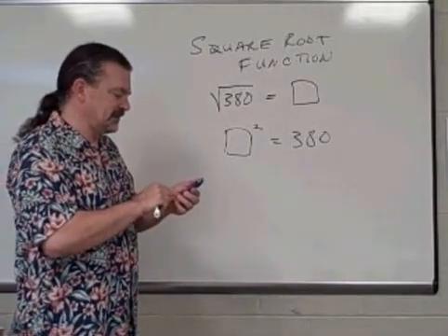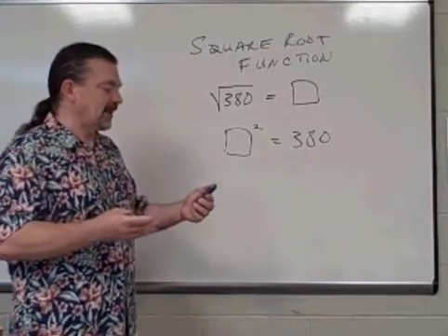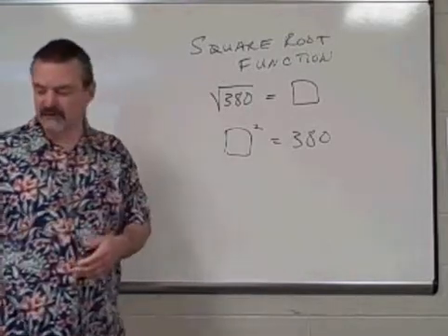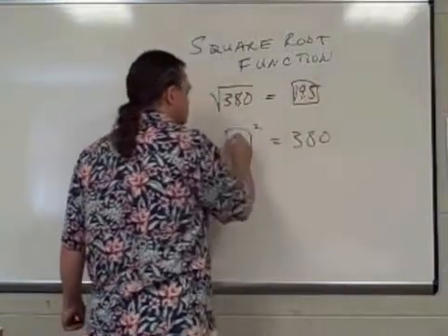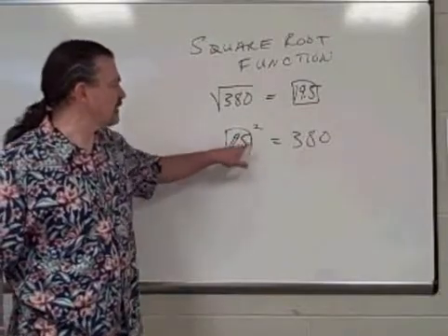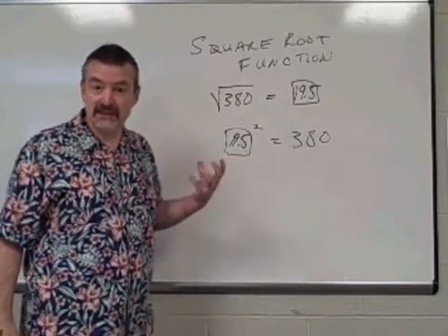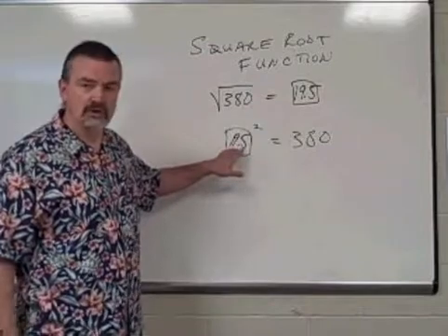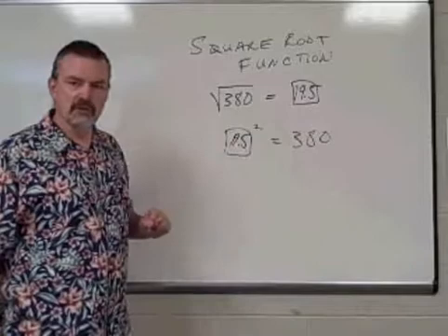Make sure the display is cleared. Put in 380. Hit your square root symbol. And rounding to the nearest tenth, we should have 19.5. So if we square 19.5, we're going to get very close to 380. Exactly 380? No, because it's an approximation. There is no whole number that we can square that gives us 380, so we will always be getting a decimal approximation.